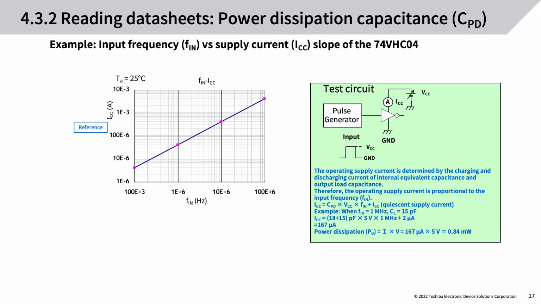Example. Input frequency, fin, vs supply current, ICC, slope of the 74VHC04. The reference of the input frequency fin vs supply current ICC of 74VHC04, and the test circuit of the power dissipation capacitance are shown. The operating supply current is determined by the charging and discharging current of internal equivalent capacitance and output capacitance. Therefore, the operating supply current is proportional to the input frequency, fin.